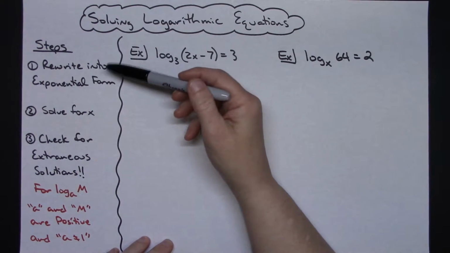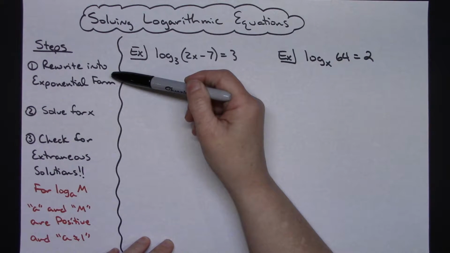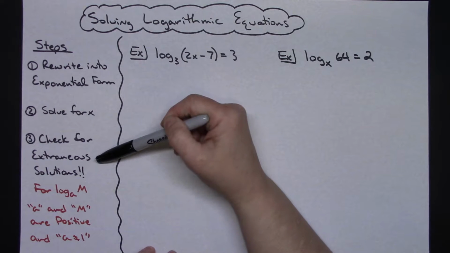The process that I'm going to use is, the first thing I'm going to do is rewrite my logarithmic equation into exponential form. Then I am going to have an equation that I'm probably going to be able to pretty simply solve for x. Once I have solved for x, I'm going to make sure and check for extraneous roots.